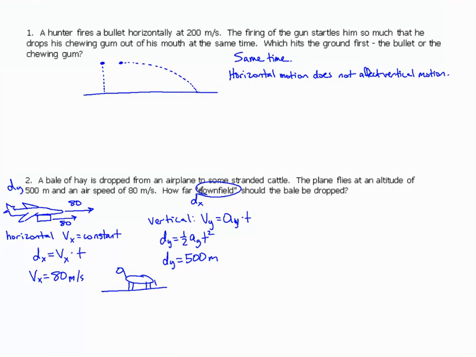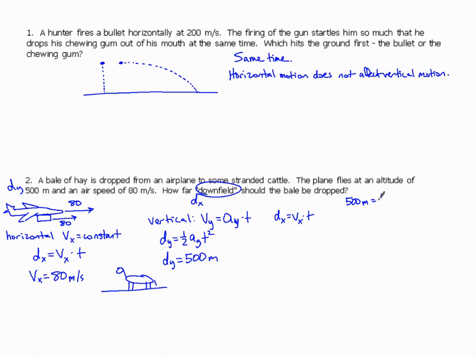Okay, so we want to know how far downfield, that's the distance in the x. So we have a formula for distance in the x. It's the horizontal velocity times the time. But I have a problem. I don't actually know the time yet. But I do know a few things. I know the height of the airplane, the altitude, and I know a formula. So let's use this formula, distance equals 1/2 at squared.